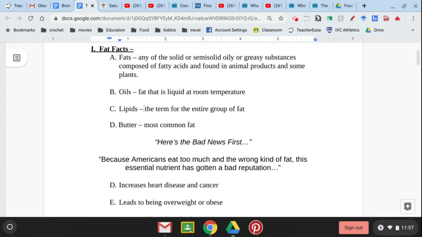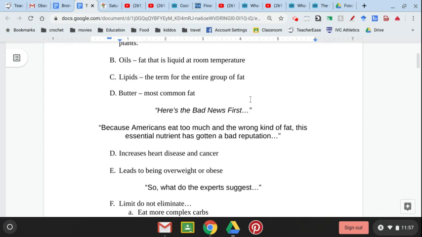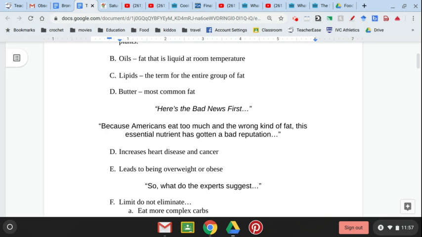Okay, lipids is just the scientific term for the entire group of fats. And then we did talk about, you'll see on your notes, it asks for the most common fat. And we said butter is really still the most common fat. It's been around the longest. It's the most natural product. And while it is high in saturated fat, it does have a lot of purposes. It's great flavor. You can use it to cook, to bake, just to spread on food. So that's why it's usually the most common.